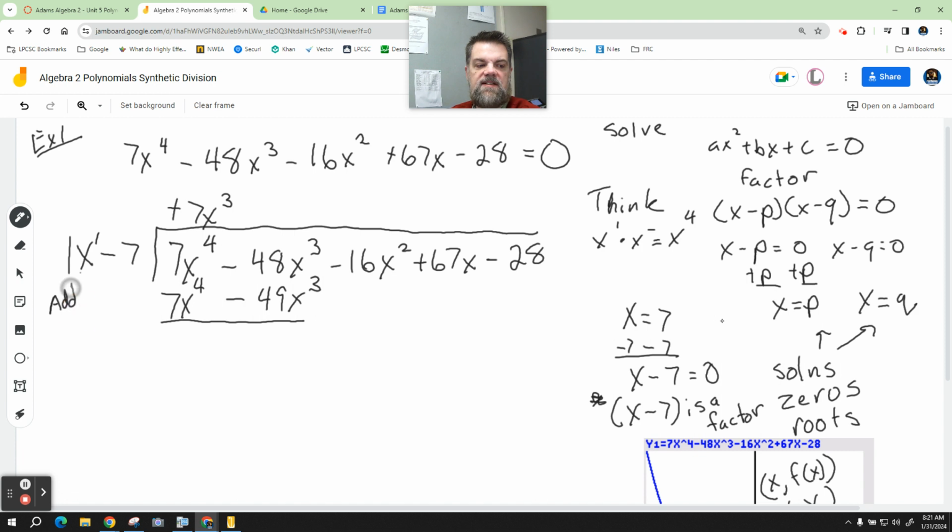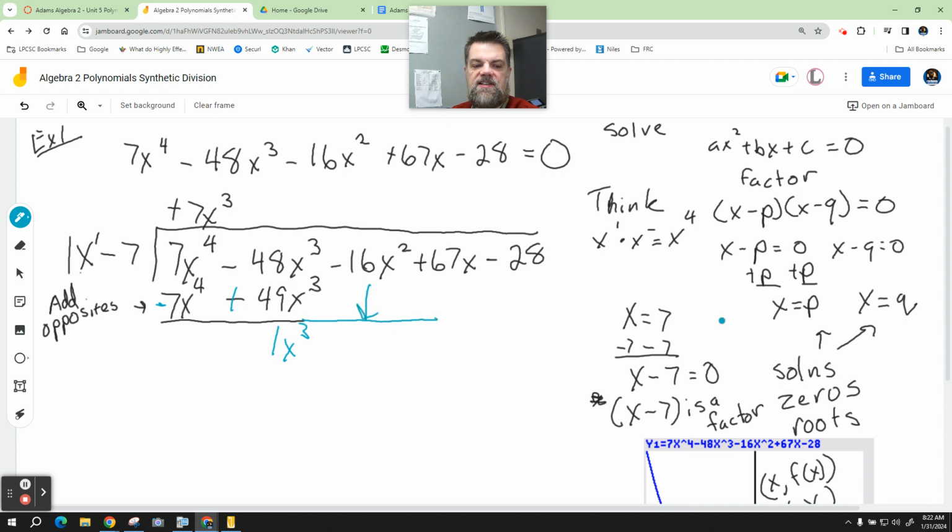Add opposites. Please write this in your notes. It'll give you something to read when you go to take the test. Okay, so this is negative. This becomes positive. 7x to the 4th power minus 7x to the 4th power is 0. And then 49 minus 48 is just 1, 1x cubed.